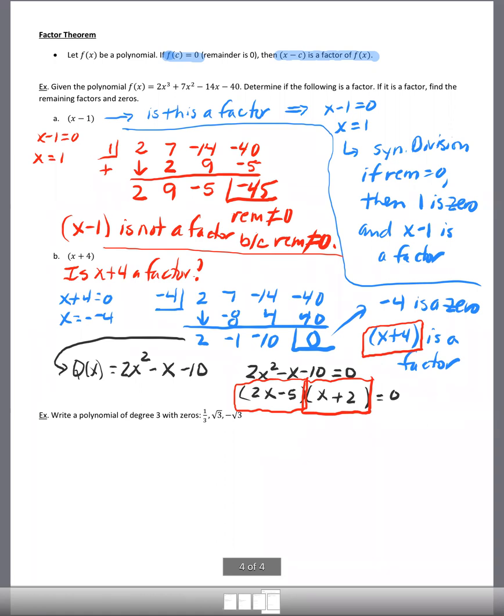If you want to find what the other 2 zeros are, all we have to do is set each one of our factors equal to 0. When you solve this, this becomes 5 over 2. And set x plus 2 equal to 0, and you'll find out that x is negative 2. So let me circle here in yellow for us. We just found out that negative 4 is a 0. And we also found from those extra 2 factors, x is 5 over 2, and x is equal to negative 2, and those are our zeros.